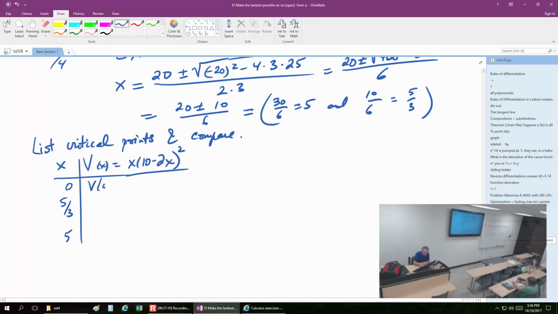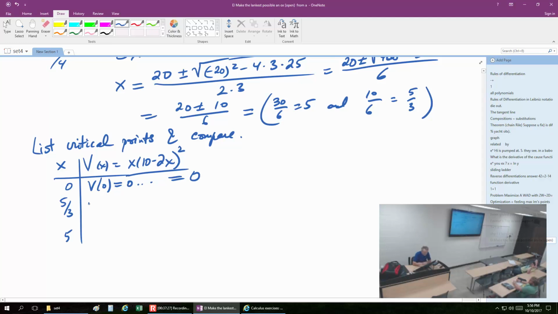So v of 0 is 0 times something, so it is 0. So naturally, think about it. If you don't cut out anything at the corners, then the height of your box is 0, the volume is 0. Okay, that makes sense.